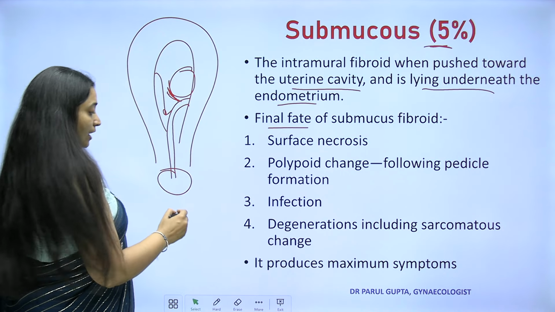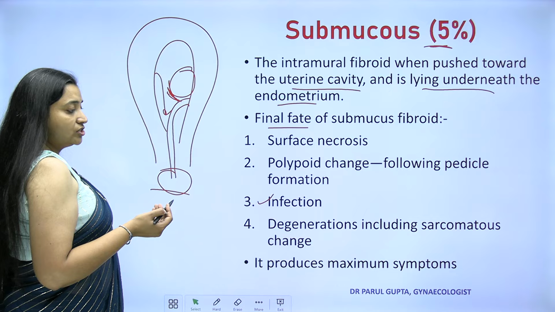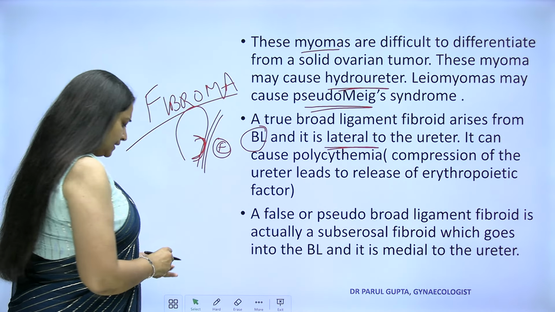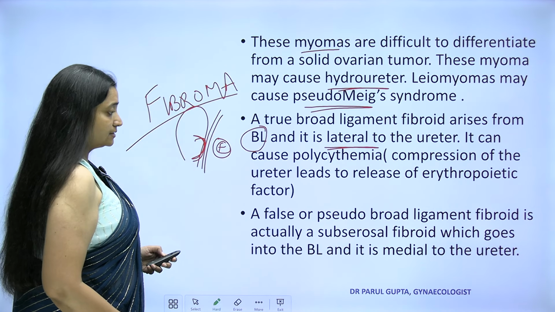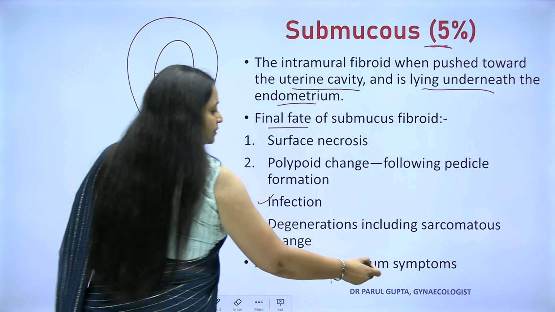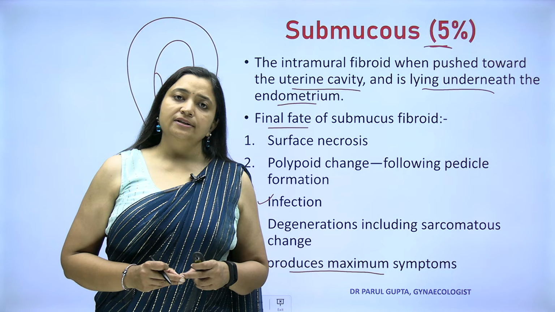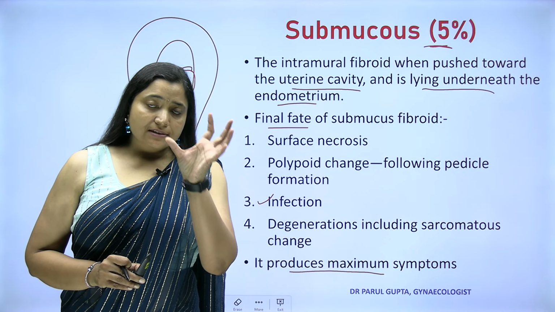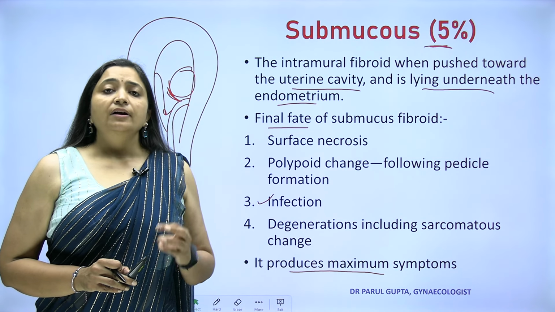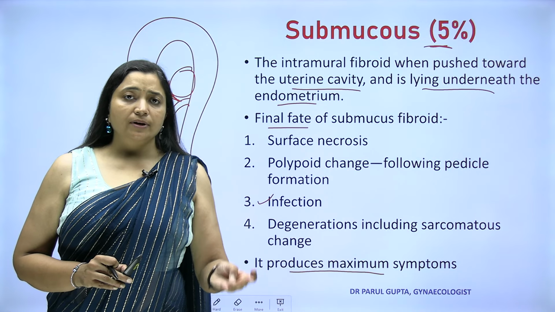It may get necrosed, it may get infected, and the degenerations may cause sarcomatous change. So the percentage of changes towards the sarcoma are maximum in cases of submucous fibroid, and it produces the maximum symptoms. So out of all the fibroids, at the given size, maximum symptoms are produced by the submucous fibroid, including necrosis, infection, polypoid change, sarcomatous change.